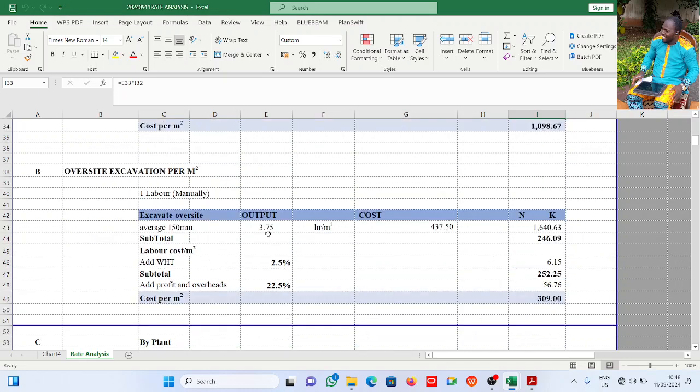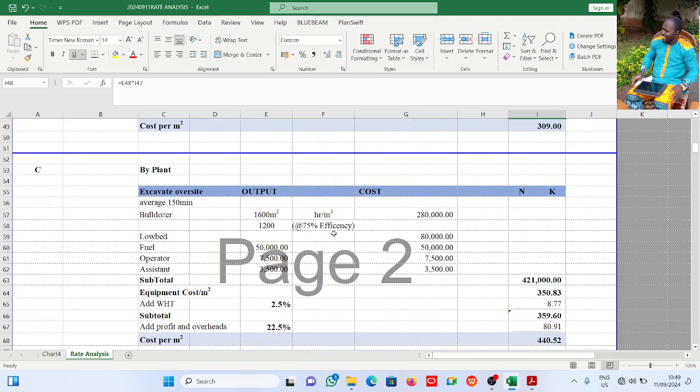That is topsoil removal, and the output is 3.75 hours per cubic meter, and per hour the laborer is paid 750 kobo. So I have this for this particular hour of work. Now it is for 150 most times. The topsoil excavation is 150, so if I multiply this by 150, I have it in square meters. Then I add withholding tax, and then I add profit and overhead. So this is done, and it will guide you whatever you want to do with regard to topsoil excavation.